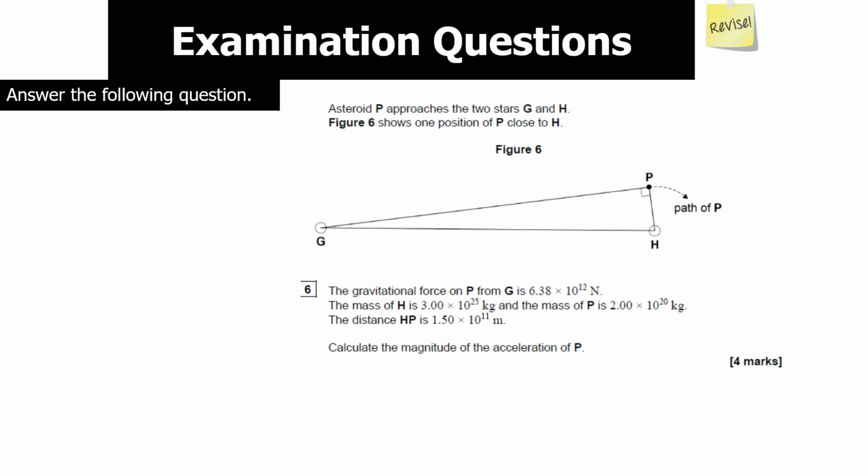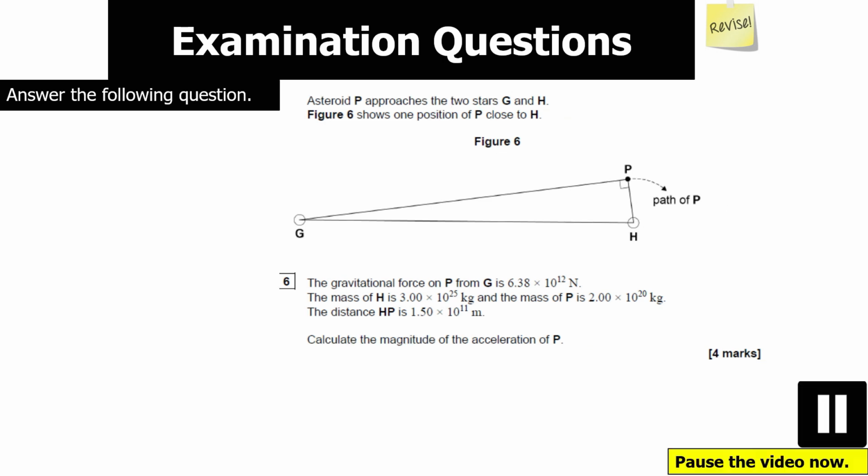The next question says, asteroid P approaches the two stars G and H. Figure 6 shows one position of P close to H. Now the gravitational force on P from G is 6.38 × 10^12 newtons. Now the mass of H is 3 × 10^25 kilograms, and the mass of P is 2 × 10^20 kilograms. The distance HP is 1.5 × 10^11 metres. Calculate the magnitude of the acceleration of P. So pause the video now, then unpause the video when you want to go through your answer.